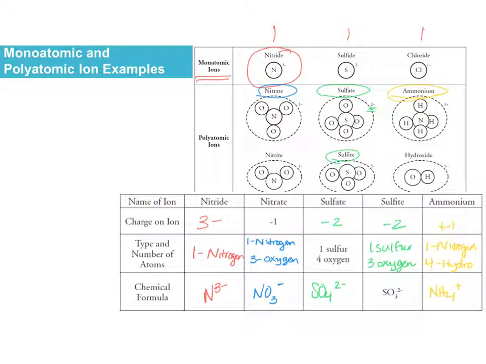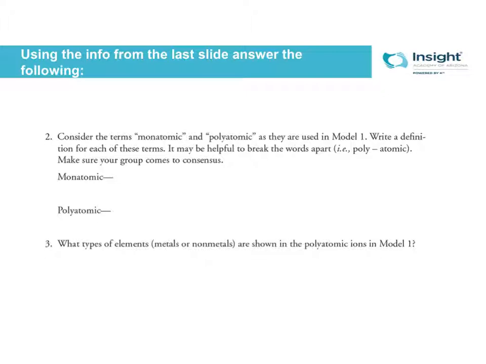All right, so if you're not already picking up on this distinct difference between your monatomic and polyatomic ions, it really does come from those prefixes. Monatomic means an ion made from one atom. Polyatomic is an ion made from many atoms.